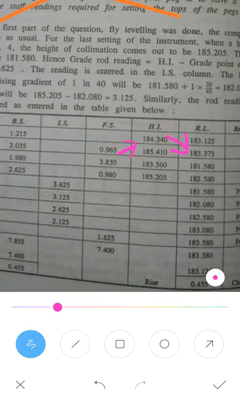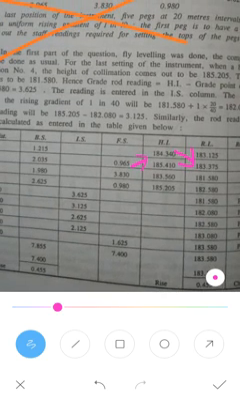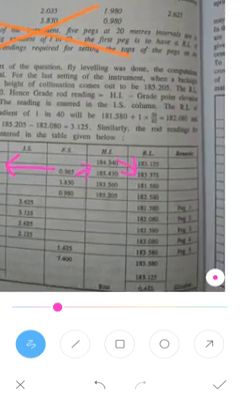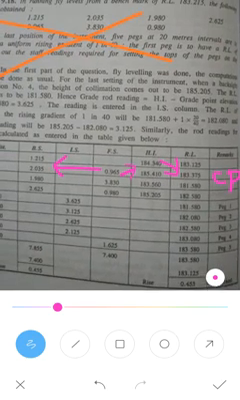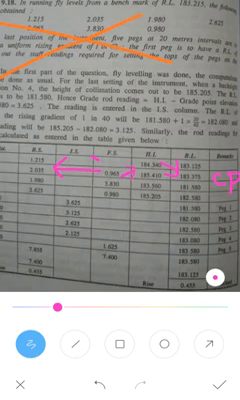Now after the foresight, again it went for backside. That indicates there is a change point. If there is a foresight and backside, that indicates a change point: the instrument has been changed from one point to another. So the RL whatever it is, you have to add the backside to that RL.